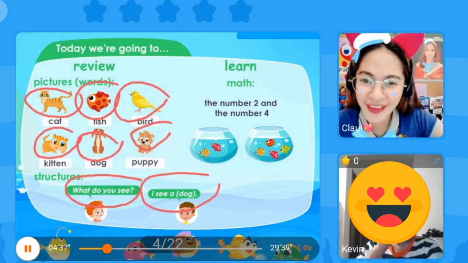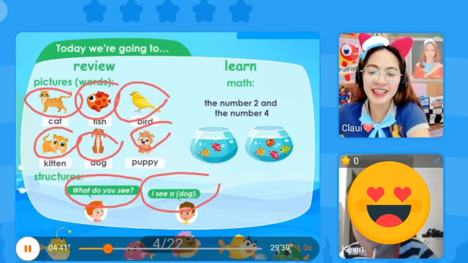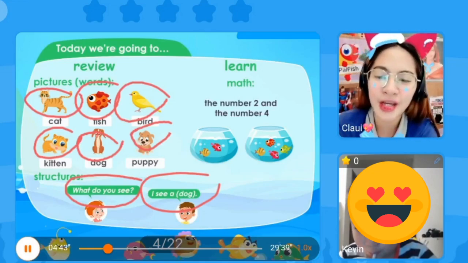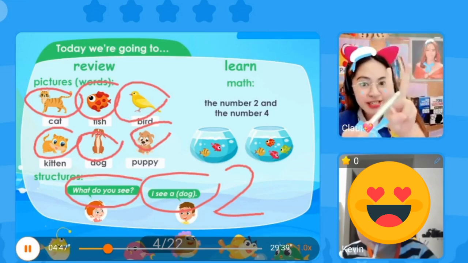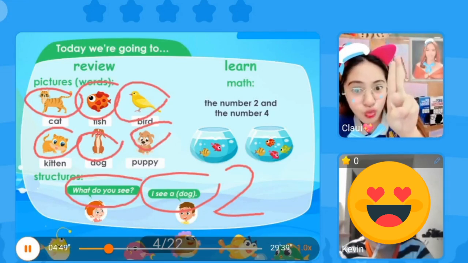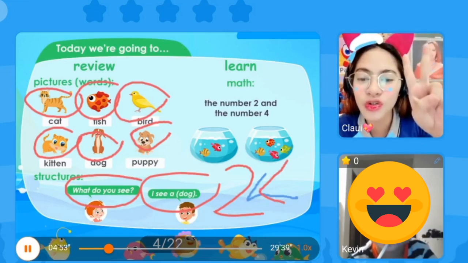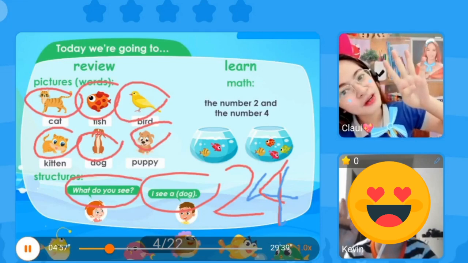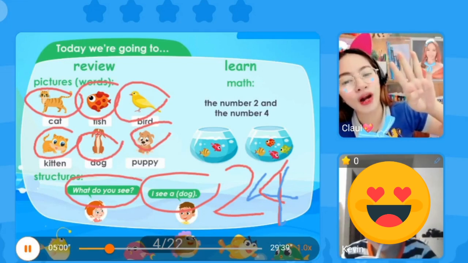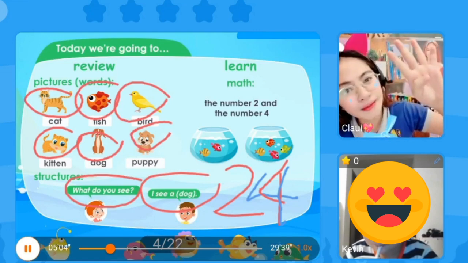Oh, what happened to your face? Okay, now, look. Let's learn numbers. What number is this? Two. One, two. Two. What about this one? What number is this? Four. Four.